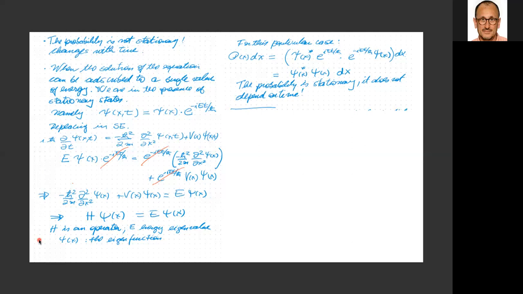This is quantum mechanics. Quantum mechanics is actually finding eigenvalue solutions for a particular Hamiltonian, H, which is the expression for the total energy of the system. And we're doing this in one dimension, so that's why there's only a single coordinate.